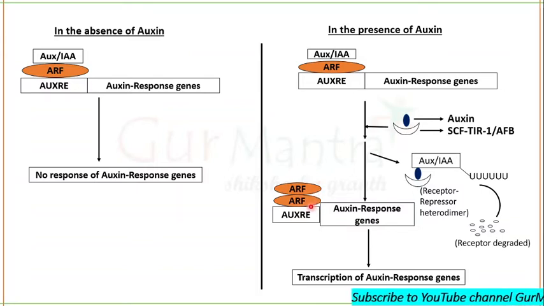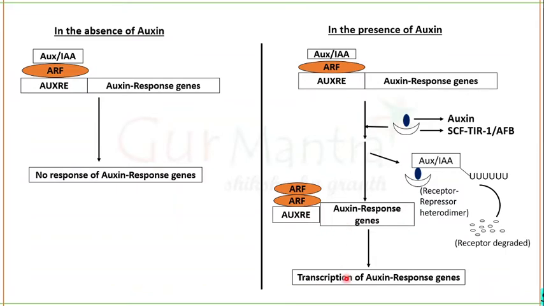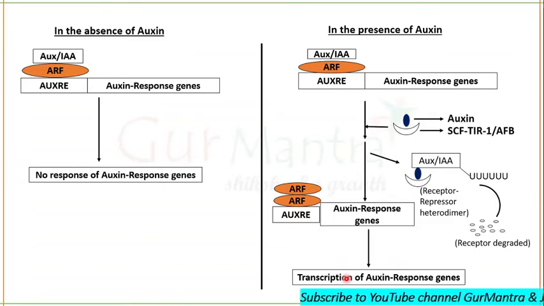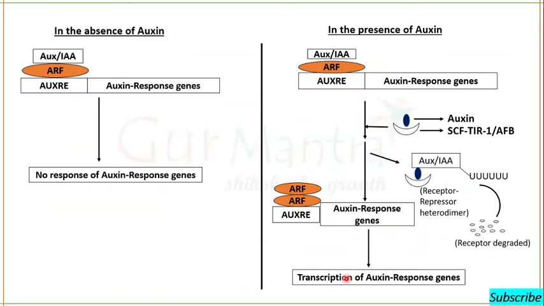Now it will result in the effective activation of auxin response elements that will result in effective transcription of auxin response genes. So this is all about the auxin signaling pathway. I hope everything is clear to you now. Okay, is it clear now?